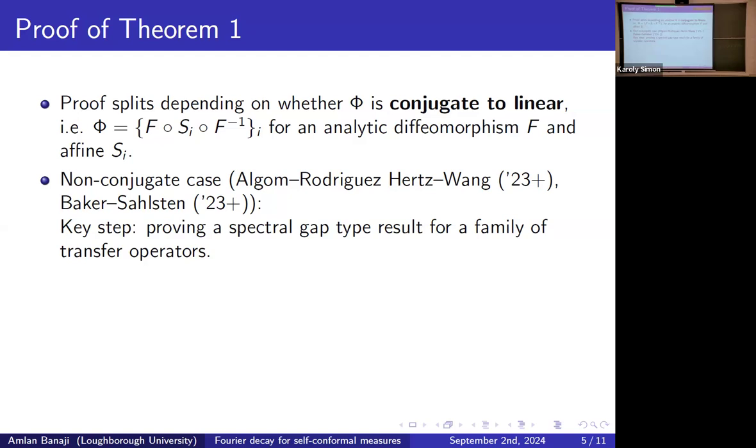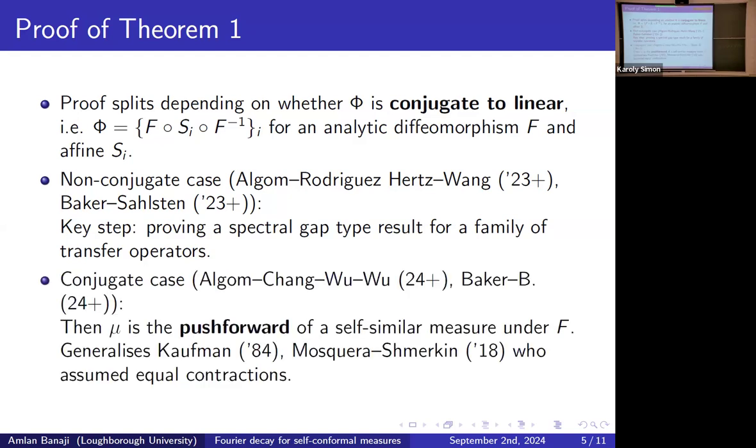So you prove some kind of uniform contraction result for this family of transfer operators, and then use that to get the Fourier decay for your self-conformal measure. In the linearizable case, this was tackled by Algom, Chung, Wu, and Wu, and independently and simultaneously by Simon Baker and myself in a preprint earlier this year.